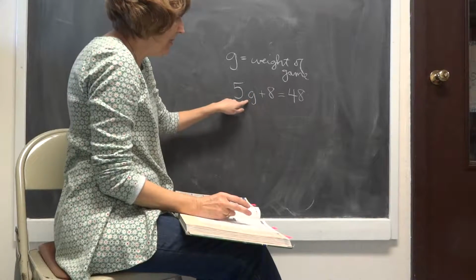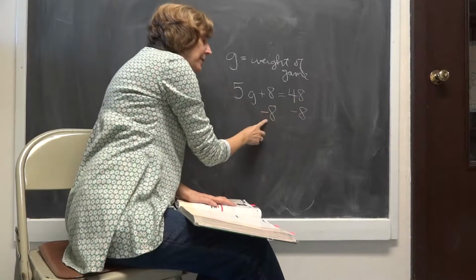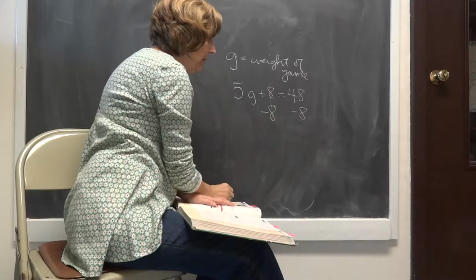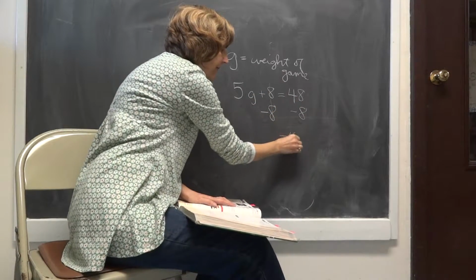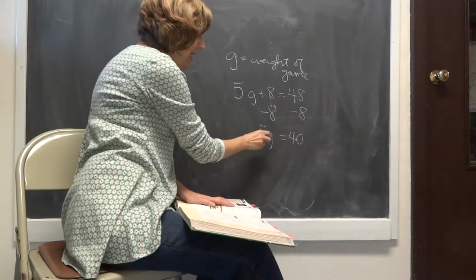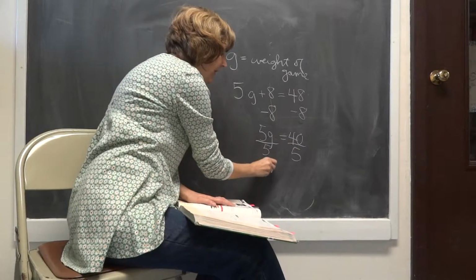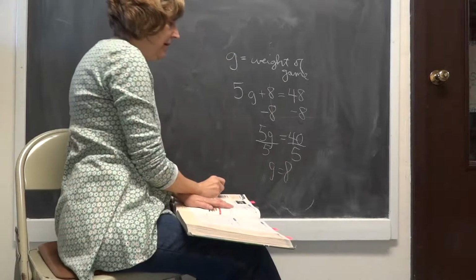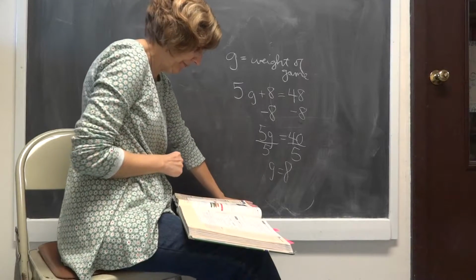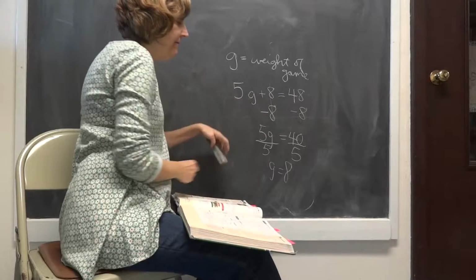To get G by itself, we need to subtract 8 first. Of course, whatever we do to this side, we have to do to this side. 8 minus 8 is going to be 0. 48 minus 8 is going to be 40. What are we left with? 5G equals 40. Now to get G by itself, we divide both sides by 5. G equals 8. So each game weighs 8 ounces as well. That's the box. That's the answer. So we did 2 steps. First we had to subtract, then we had to divide.